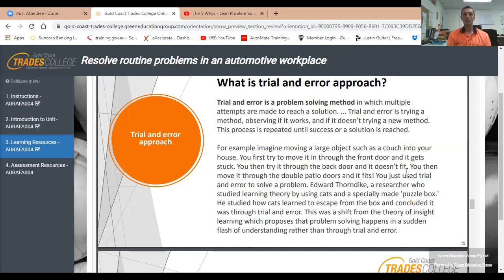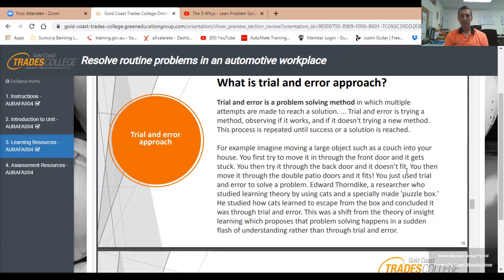For example, imagine moving a large object such as a couch into your house. You first try to move it through the front door and it gets stuck. You then try to move it through the back door. It doesn't fit either. You then move it through the double patio doors and there you go, it fits. You just used trial and error to solve a problem.